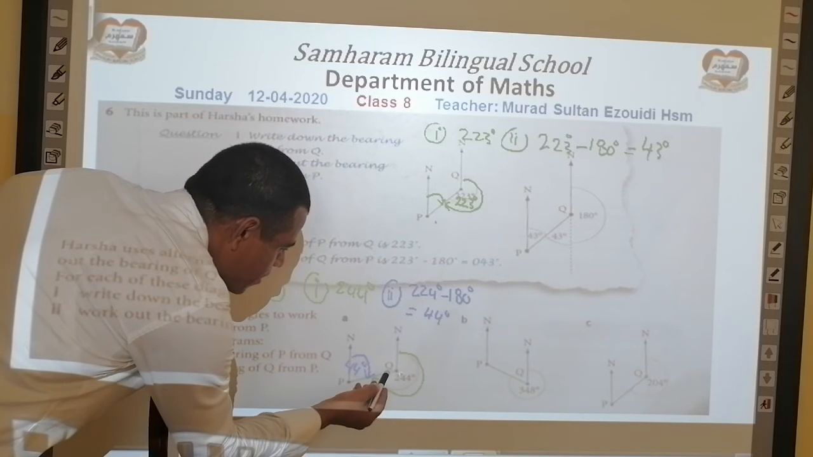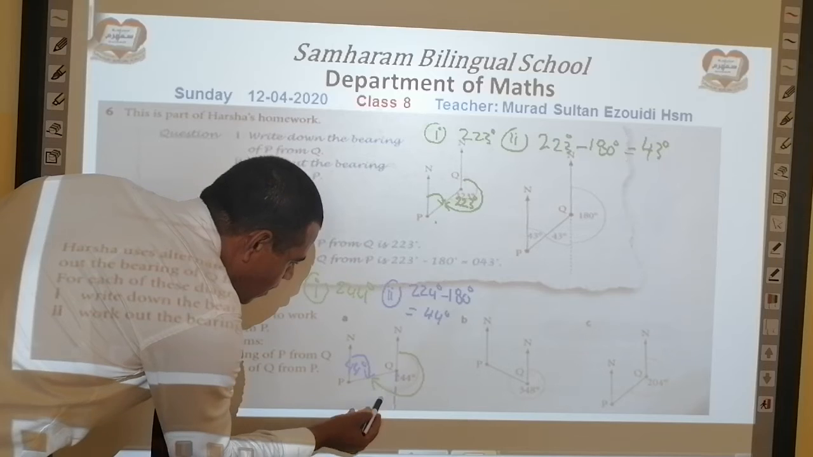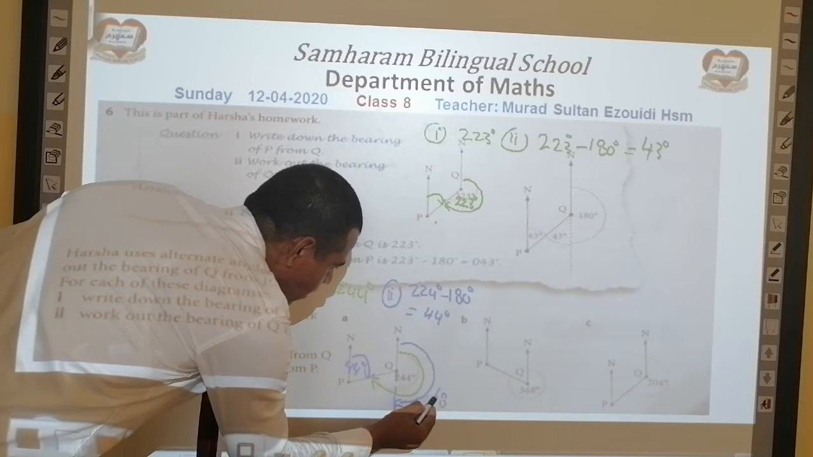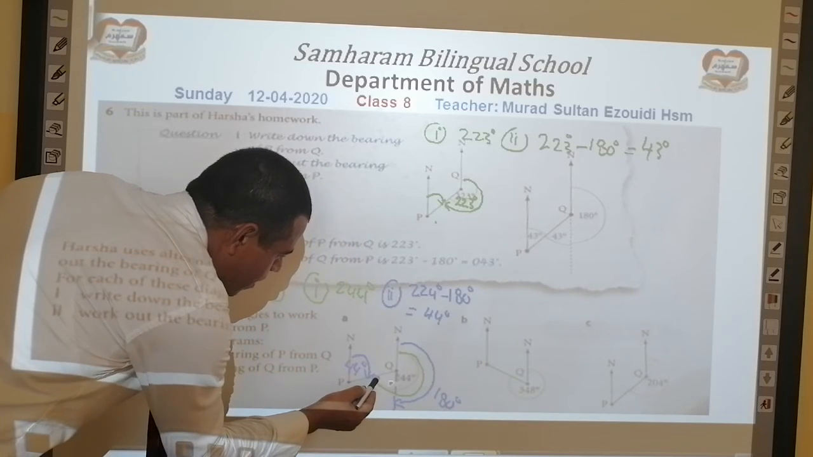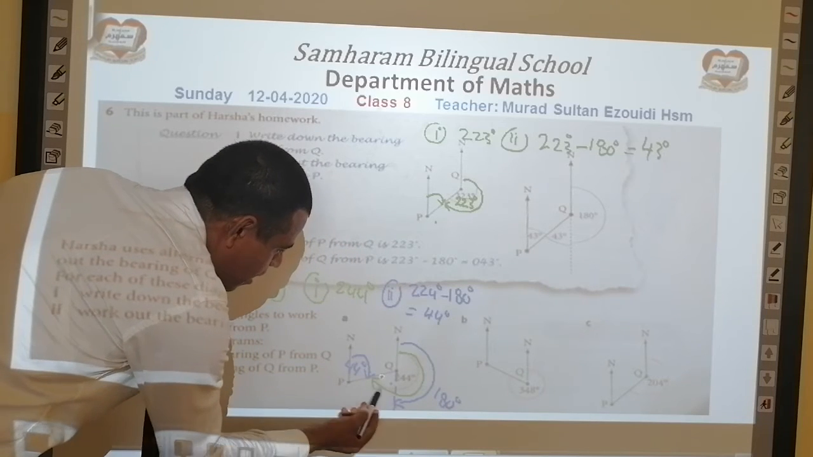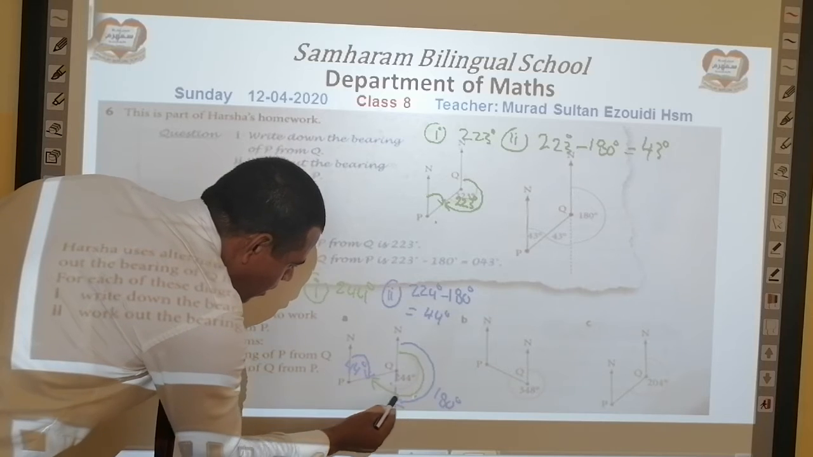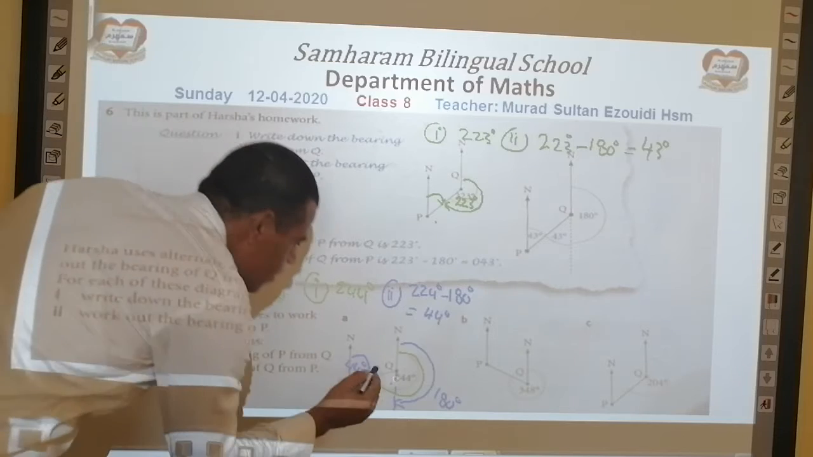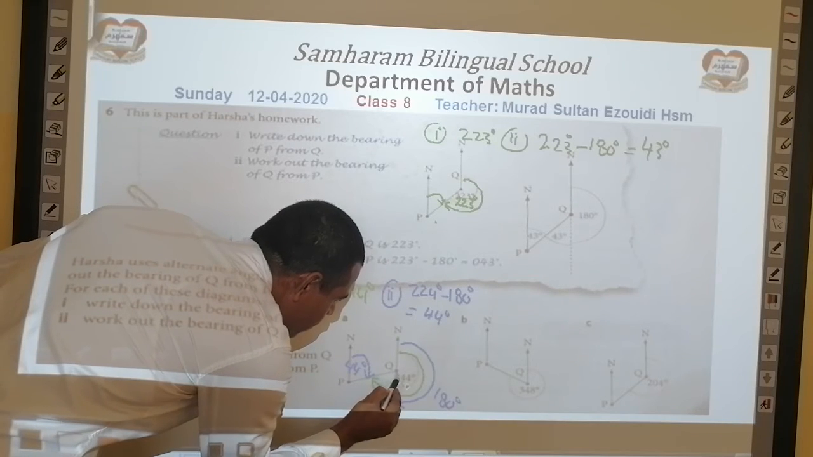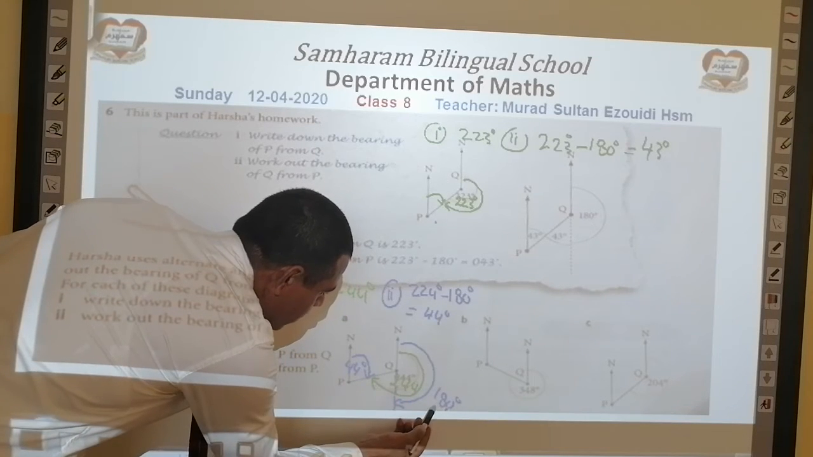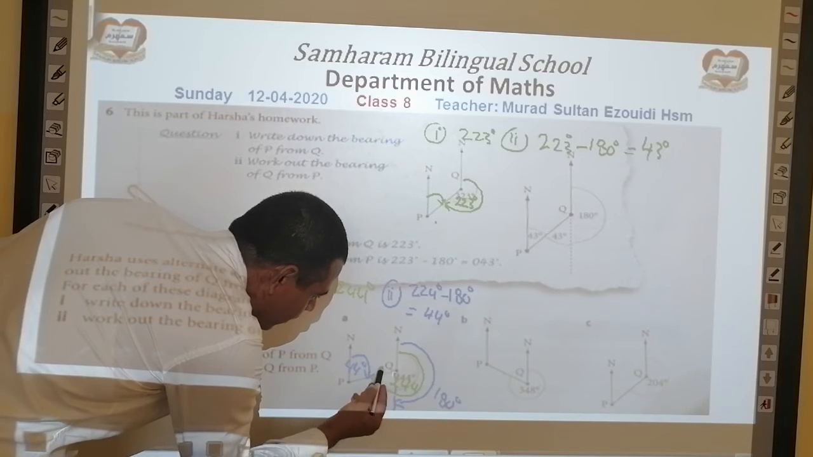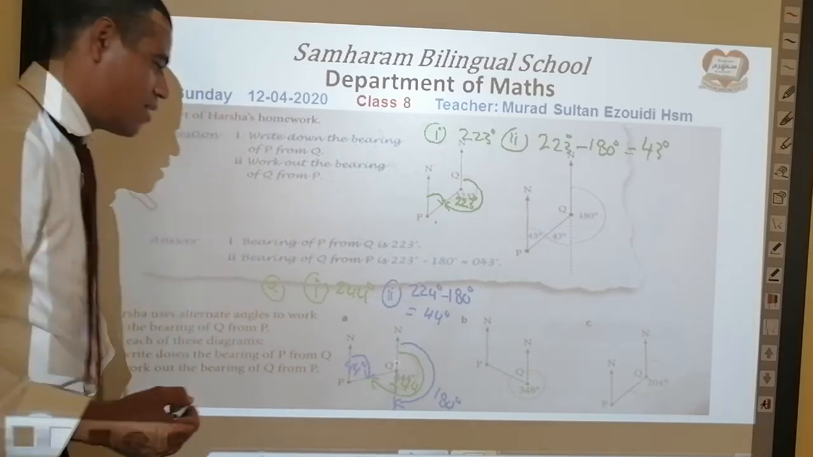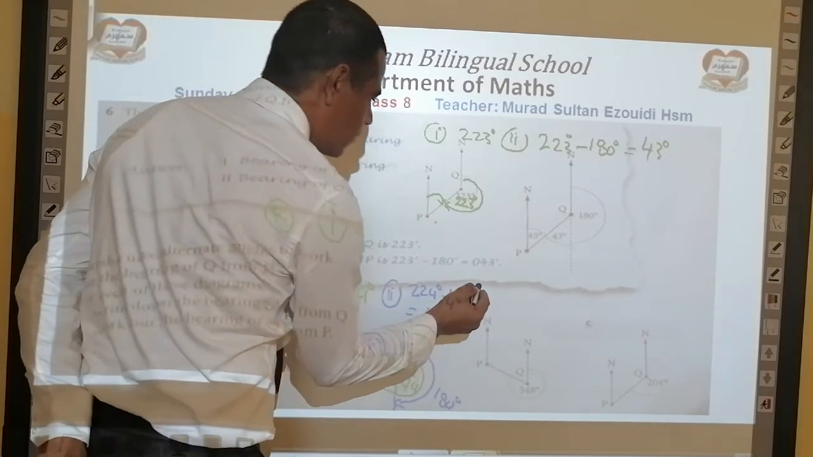Okay, why? Because this is, my kids, this is 180. And this one and this are alternate angles. I will make all of this. The green one is 244. 244 minus 180 gives this angle. And this angle is equal to this one. Why? Because alternate angles. Okay?